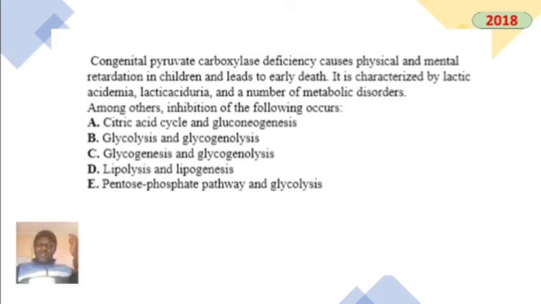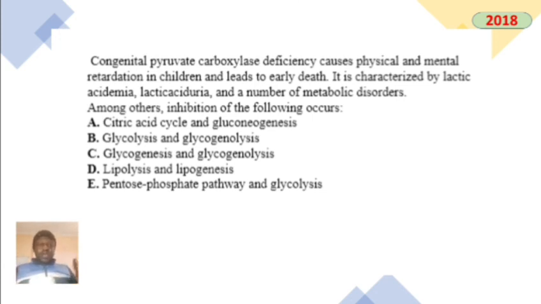So if you still remember the cycle, just remember from pyruvate, it will be converted to oxaloacetate, and then oxaloacetate cannot leave the mitochondria, so it needs to be converted to what? To malate, right? Malate will leave the mitochondria, and then outside the mitochondria it will be converted back to oxaloacetate, and then from oxaloacetate to PEP, right? By PEP carboxylase, that is the enzyme. So the answer is gluconeogenesis.